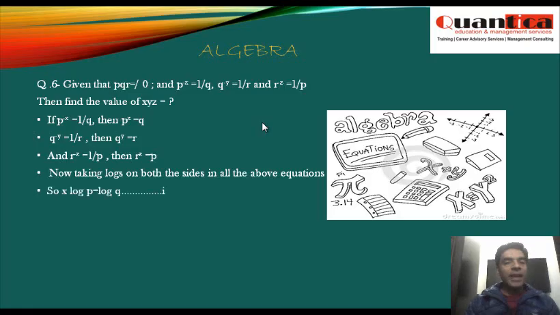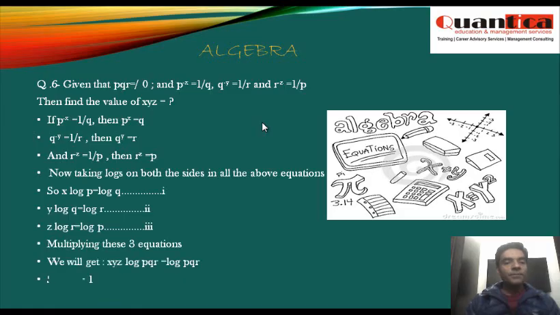Now if you multiply these three equations, we will get x into y into z log of pqr on the left hand side, which is equal to log pqr on the right hand side. So the value of x into y into z will come out to be equal to 1. A very doable question provided you know some basic formulas of log. So this was one question from algebra.